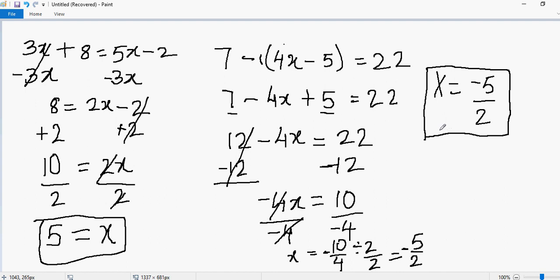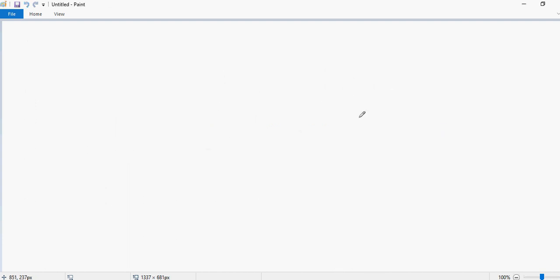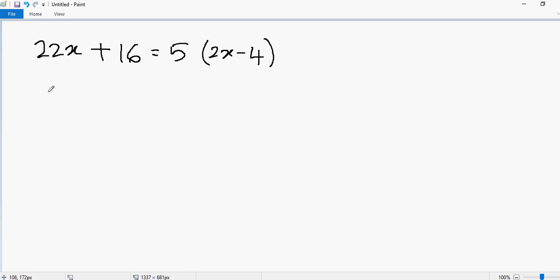Now let's try to look at another example. Okay, so my next question is, I have 22x plus 16 is equal to 2x minus 4. Now let's solve this one.